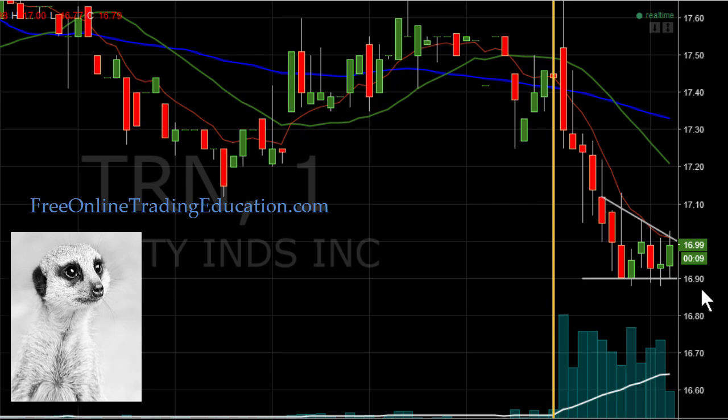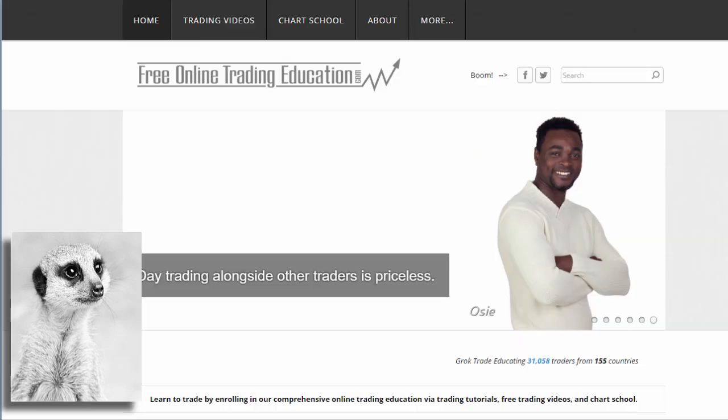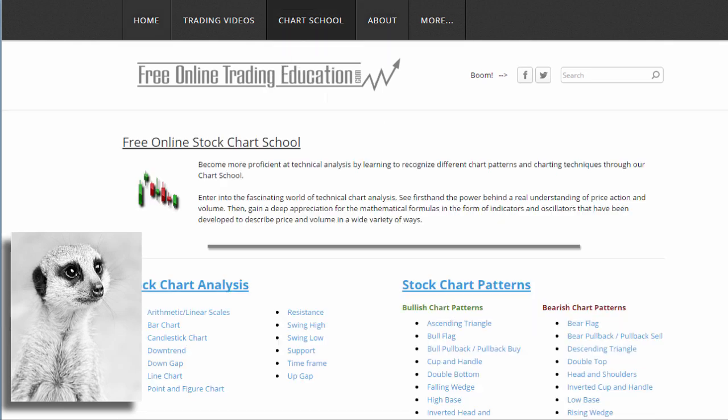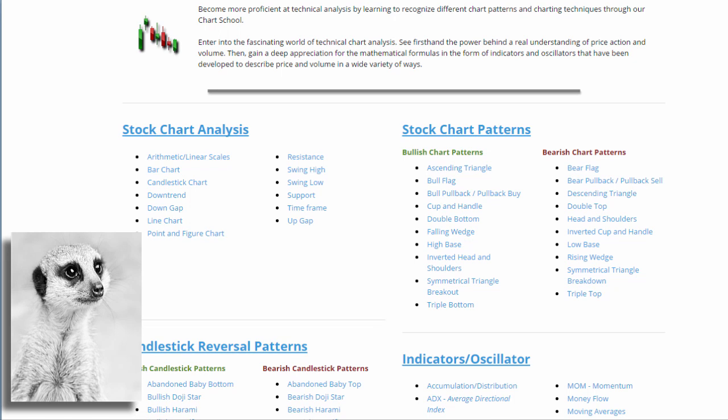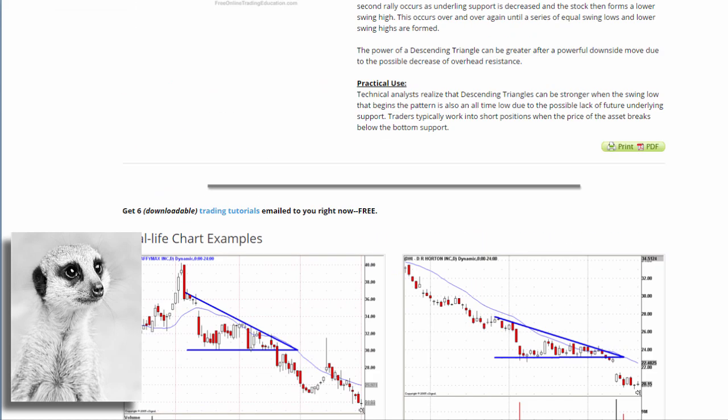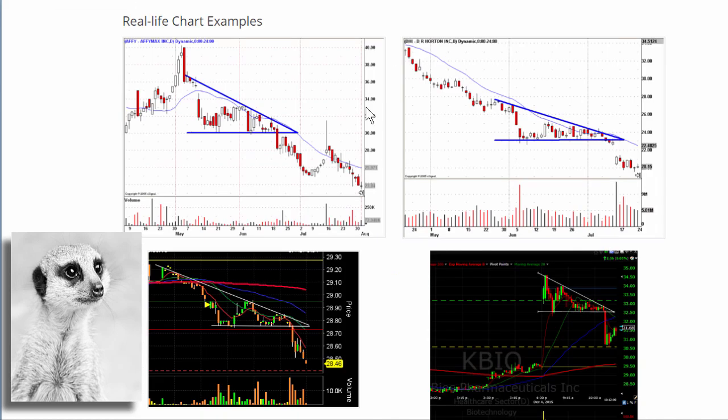And if you want to know more about what a descending triangle is, you can go to our site, freeonlinetradingeducation.com, and go to the chart school, and it's free. Just hit chart school, and you get different trading patterns right here. This is a descending triangle, on the bearish side, and here's a picture of it. It has a line of support, 1690 in this case, and it's getting tighter and tighter. Here's a read about it, and down here are some examples of daily charts, and then some day charts on 1 minute, like I trade with, so you can see what they look like.